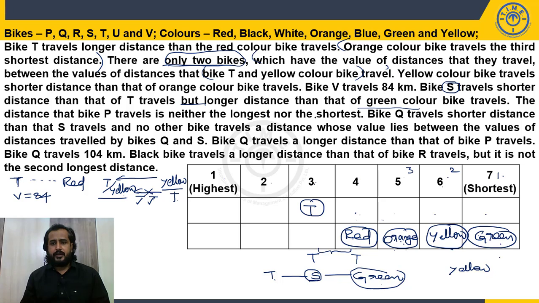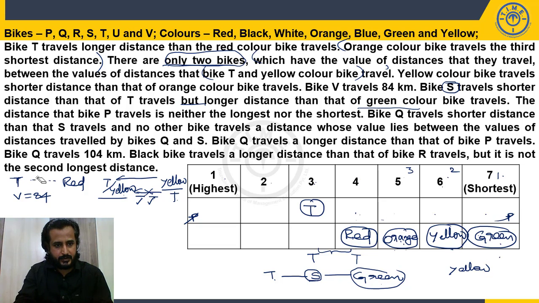Bike P travels neither the longest nor the shortest. Okay, so this is not bike P, and this is not bike P either. Neither the longest nor the shortest. Next, Q travels shorter distance than S. Let me erase these points which are completed, which are placed in the arrangement.